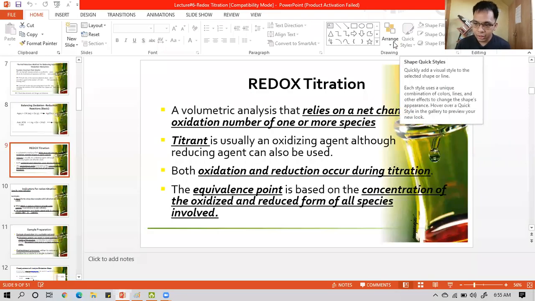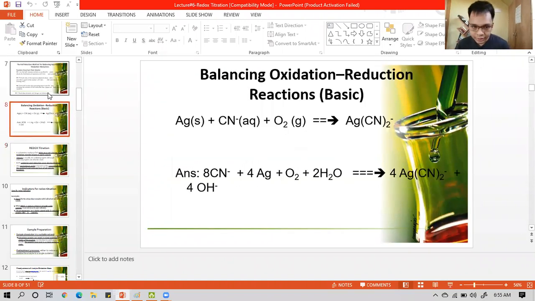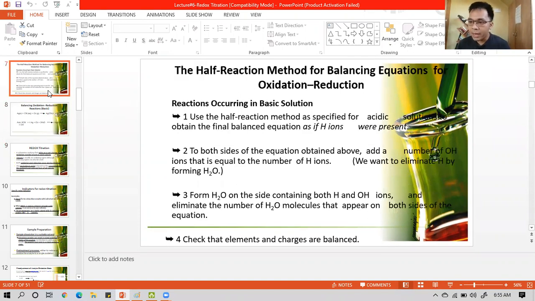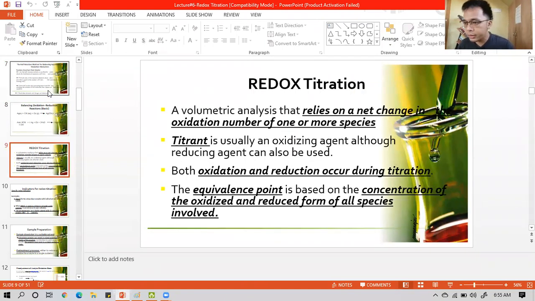Hello class, this is the continuation of our topic from the last discussion about redox titration. In the last lecture, we discussed the balancing of redox reactions in acidic solution and basic solution. Now, punta na tayo doon sa ating redox titration.